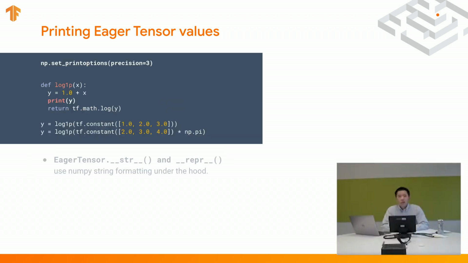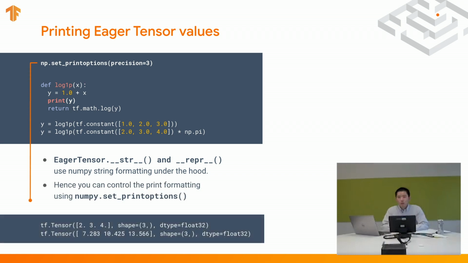Eager tensor's string and wrapper methods use NumPy under the hood, which means that you can use the set_printoptions function from NumPy to control the details of how the values of tensors are printed. For instance, if you use the precision keyword argument, you can adjust how many decimal points are printed in the float type tensors. You can also adjust the threshold element count beyond which ellipses will be used in the printing, which is useful for cases where you want to look at the values of huge tensors, like thousands of elements.